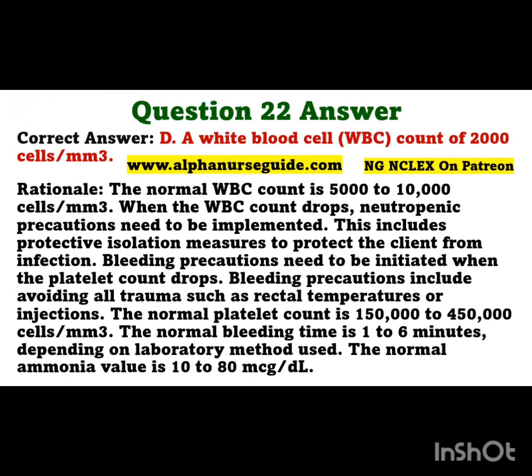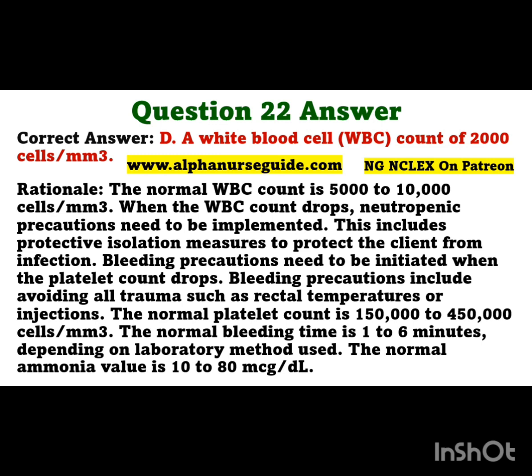The correct answer is D. A white blood cell count of 2,000 cells per cubic millimeter. Rationale: the normal white blood cell count is 5,000 to 10,000 cells per cubic millimeter. When the white blood cell count drops, neutropenic precautions need to be implemented. This includes protective isolation measures to protect the client from infection.